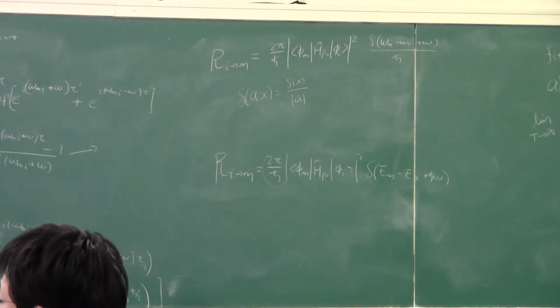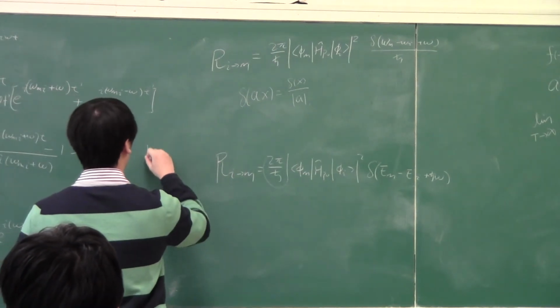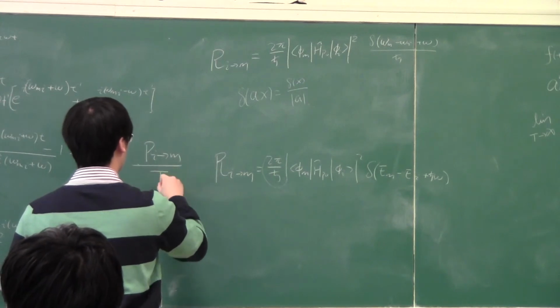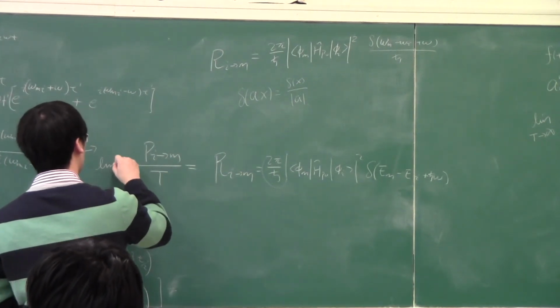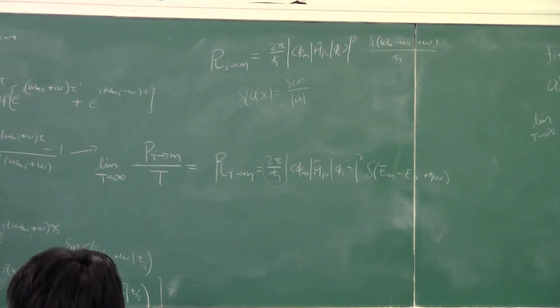R is just equal to P over T, so if you find your R, divided by the limit. Any questions?